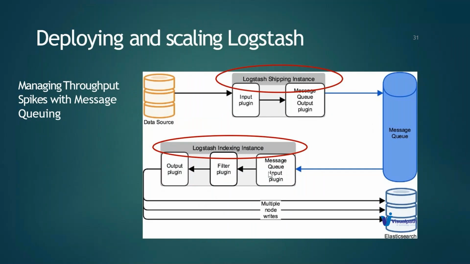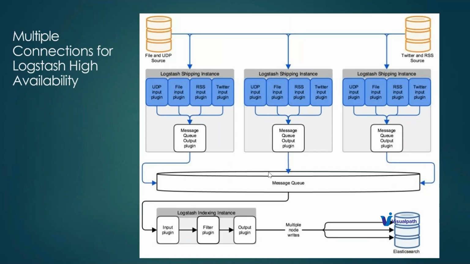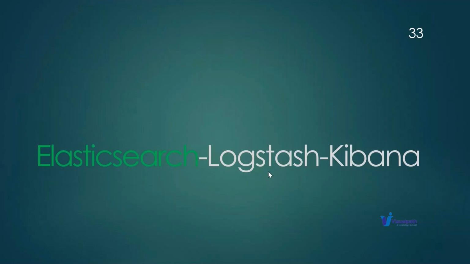And deploying and scaling: managing spikes through messaging. You can use a messaging queue between Elasticsearch and Logstash, and between Logstash and the data source, to make things easier. Multiple connections from Logstash are for high availability. You can use multiple Logstash instances and send all that data to the messaging queue. After that, it will go to one Logstash and then be stored in Elasticsearch. That's how it's going to work.